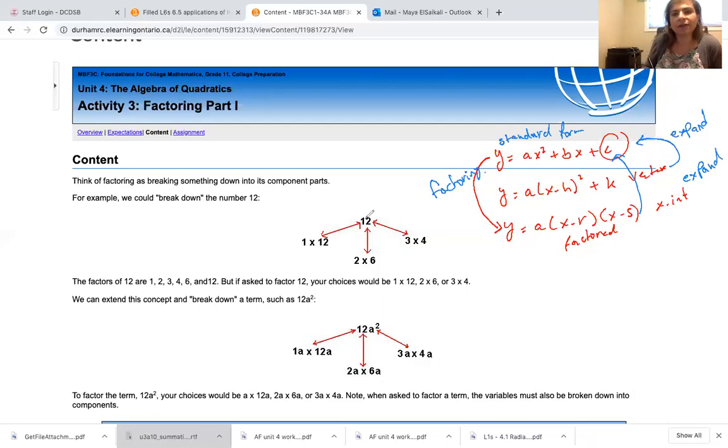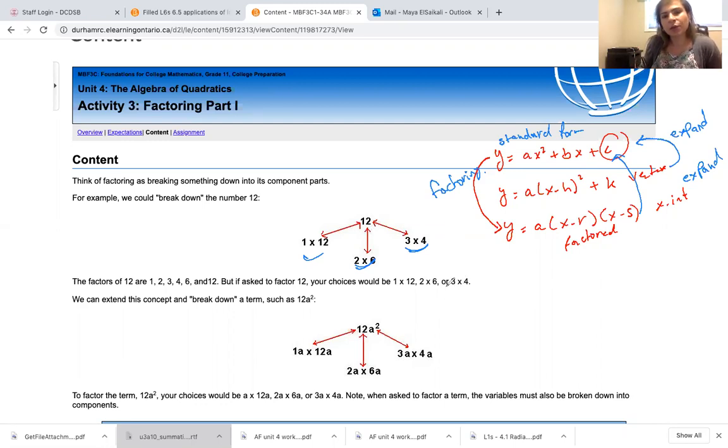Now let's see what factoring means. Factoring means you're breaking down something. If you have the number 12, what two numbers multiply to give you 12? You have different options. You can have 1 and 12, 2 and 6, or 3 and 4. These are the multiple options for multiplying into 12. So when you're breaking down 12, you're breaking it into either 1 times 12, or 3 times 4, or 2 times 6.